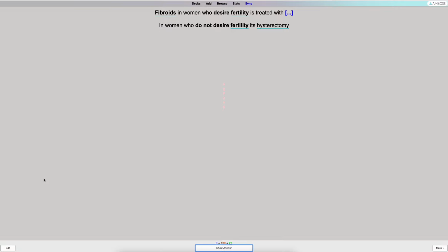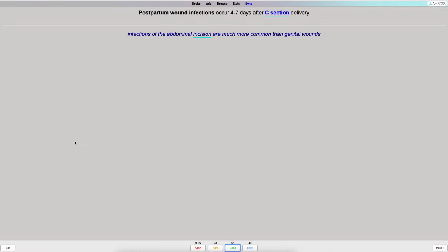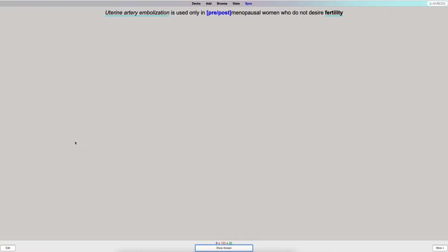Fibroids in women who desire fertility are typically treated with myomectomy. Postpartum wound infection occurs 4 to 7 days after delivery. This postpartum wound infection typically occurs after a C-section delivery, from the incision. Uterine artery embolization is only used in premenopausal women who do not desire fertility.